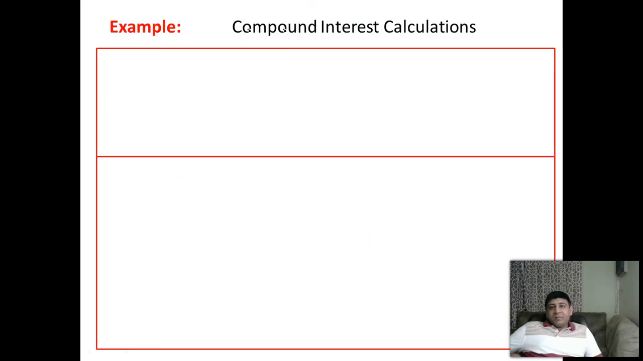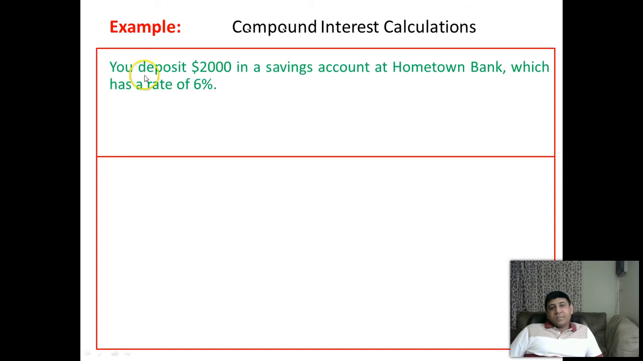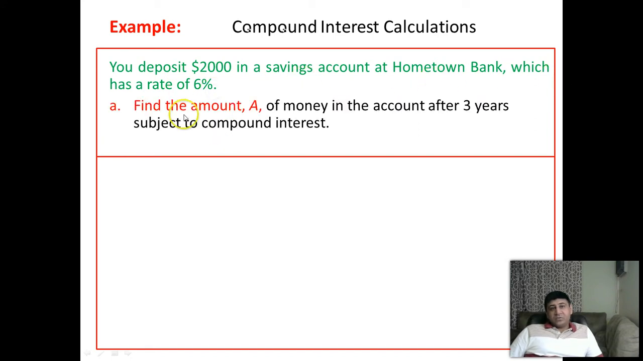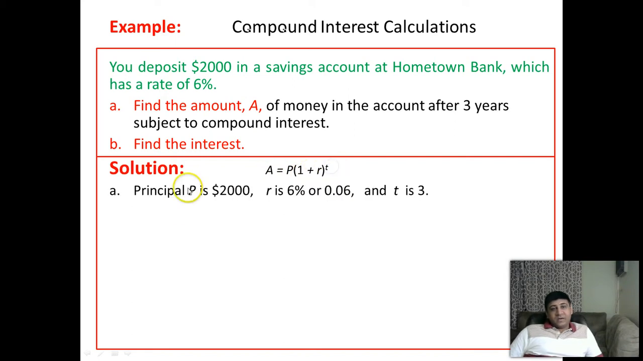Let's look at one example where we use compound interest calculations. Suppose you deposit $2,000 in a savings account which has an interest rate of 6%. There are two questions. First, find the amount A, the future value of the money in the account after 3 years, subject to compound interest. Second, find the interest earned. This is the formula we know: A equals P times (1 plus r) to the power t. Let's write down everything.